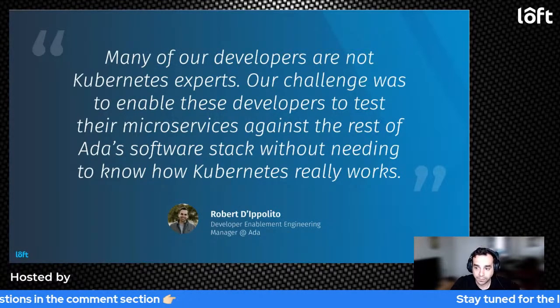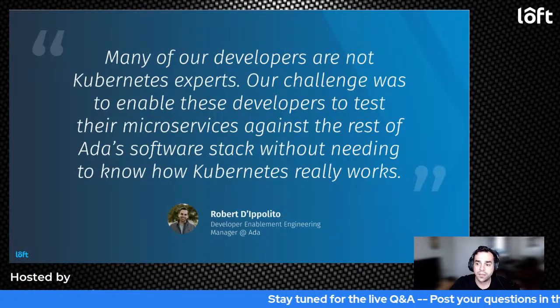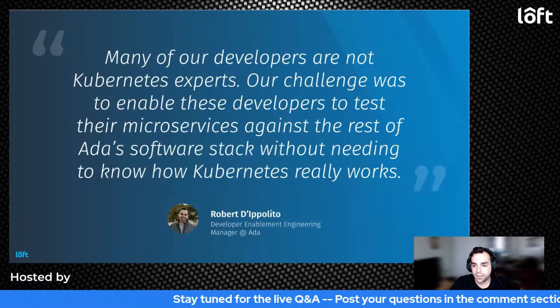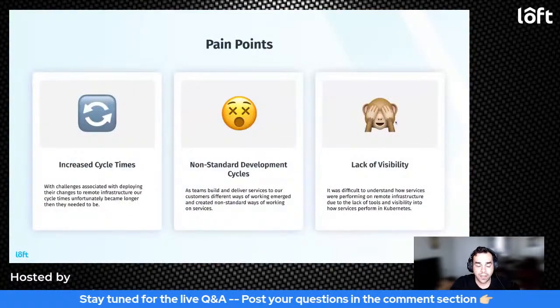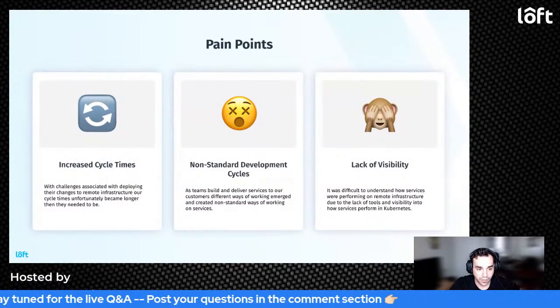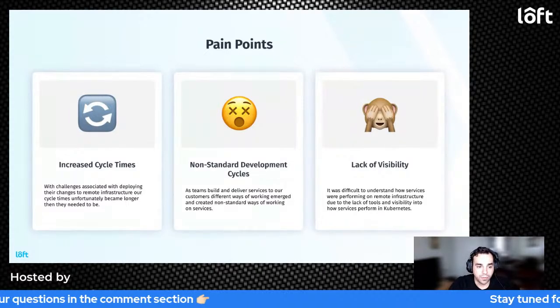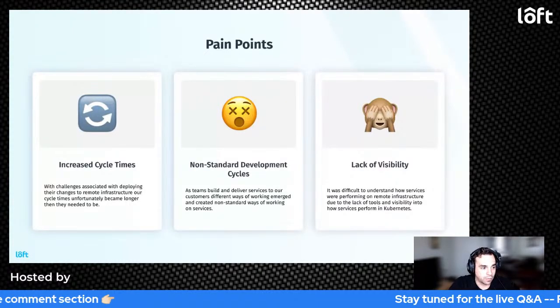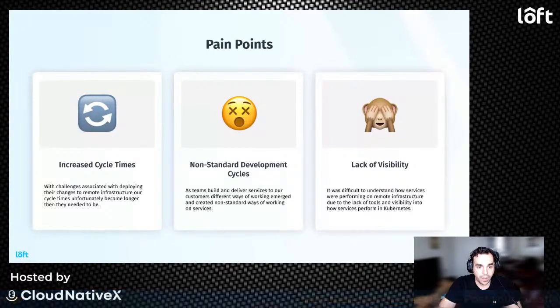this problem. But before we started implementing it, we also leaned into some of the pain points that we initially had with our developer experience. And so these were the three areas that, when we were looking at solving this problem, were the additional pain points. Increased cycle times for changes, non-standard development cycles, and an overall lack of visibility.